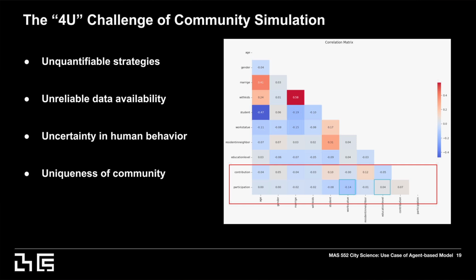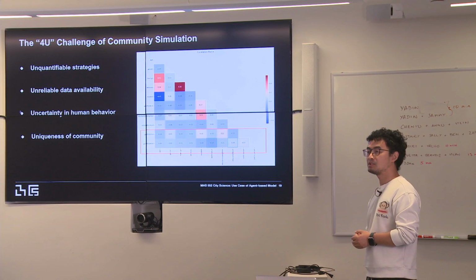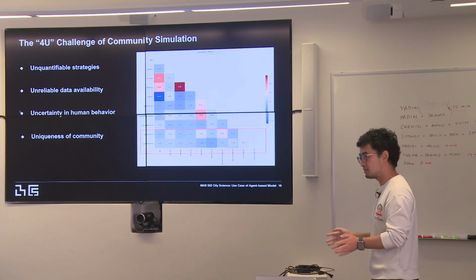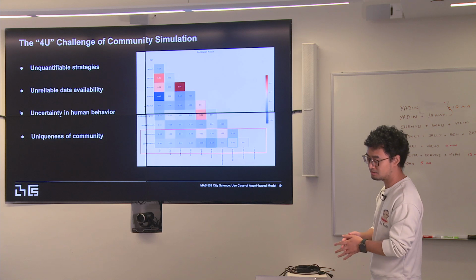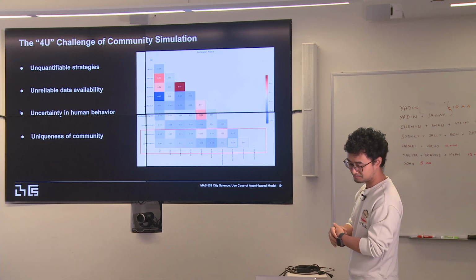First of all, unquantifiable strategies. Strategies are often very difficult to quantify. Sometimes it's hard to define a strategy as rules. Second, unreliable data availability. As Alan said, it's very hard to get all the data, like how humans interact with different events and how humans interact with each other. It might cause privacy issues and other issues.